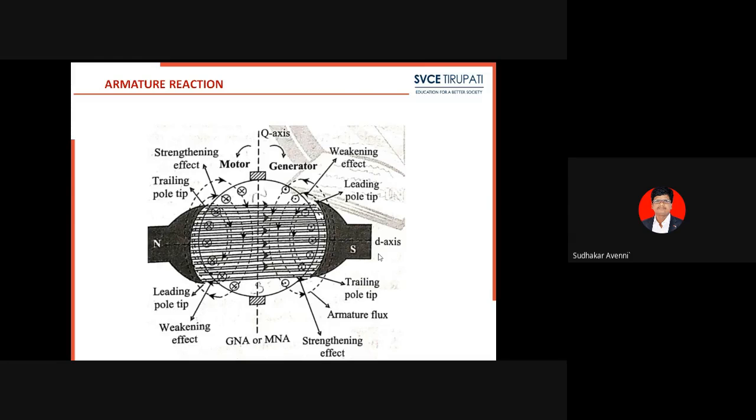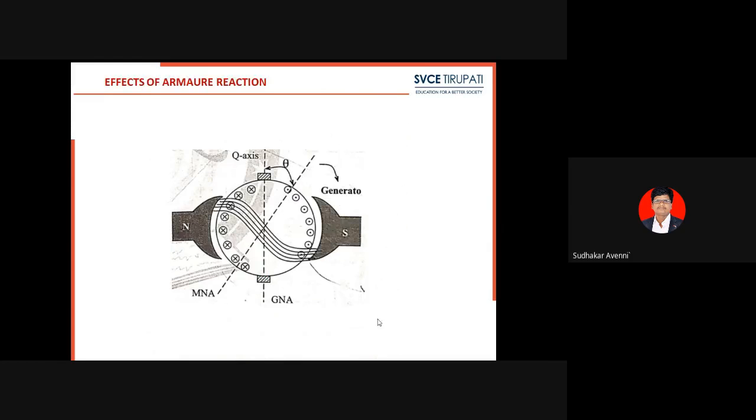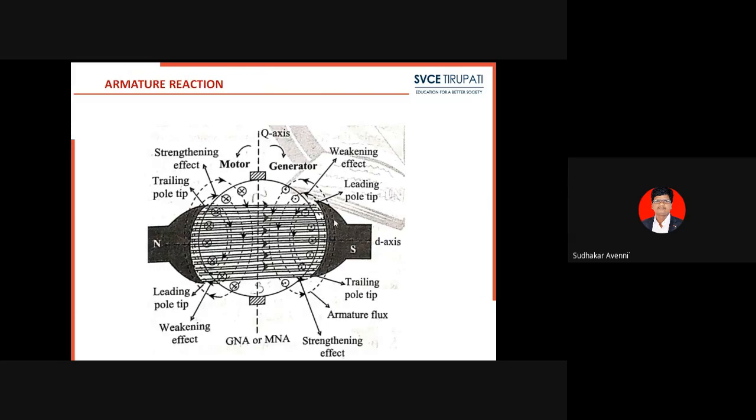And also some more effects are there. Here, there is the GNA axis and the MNA axis. So GNA axis and MNA axis: the geometric neutral axis and the magnetically neutral axis. So what is meant by the GNA? What is meant by the MNA?